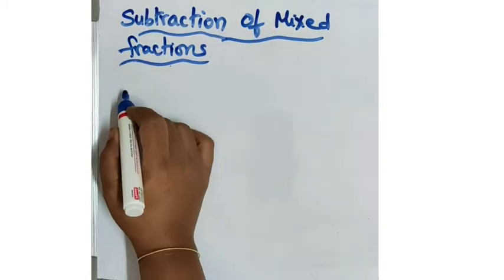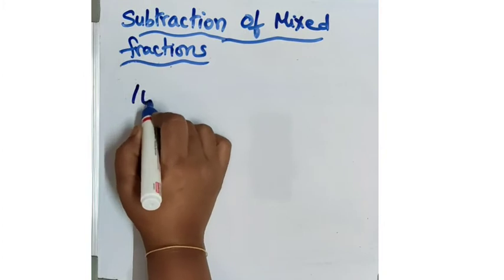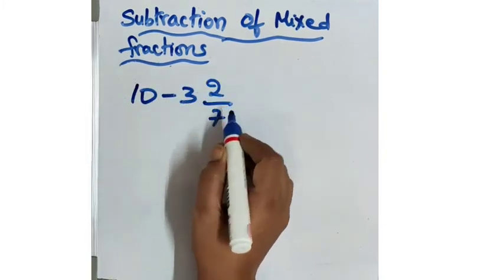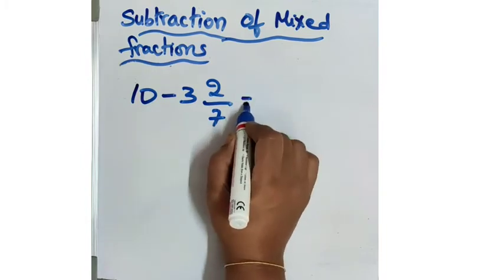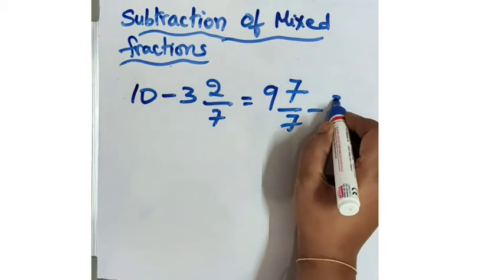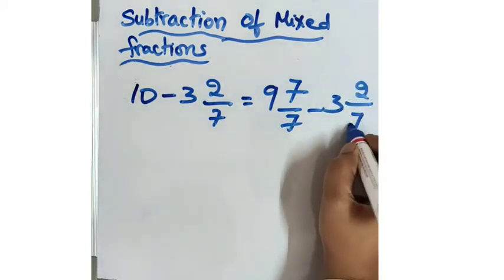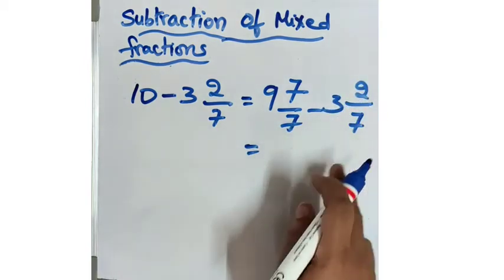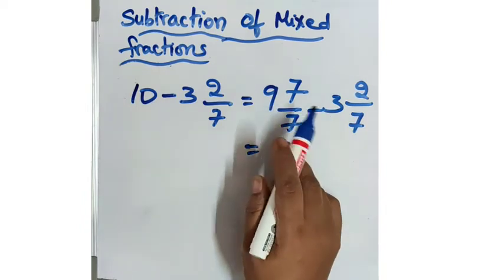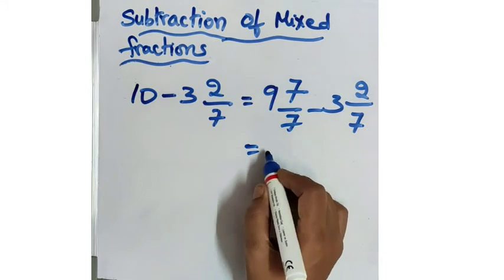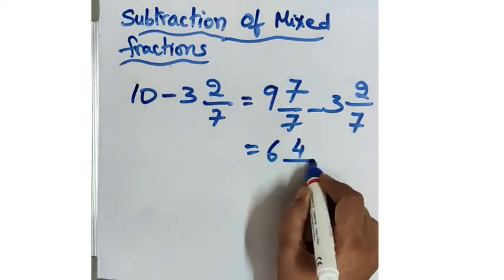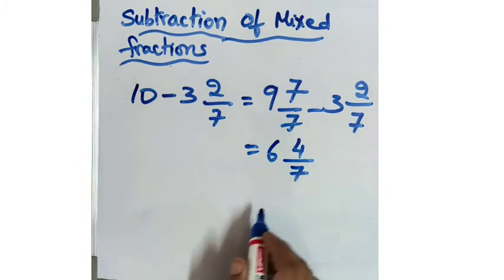Now let's take one more example. 10 minus 3 2 by 7. First make the bases same. So what we can write? 9 7 by 7 minus 3 2 by 7. So when the denominators are same, now minus the whole numbers. 9 minus 3, what is the answer? You get 6. Now 7 minus 2, you get 5. So 6 5 by 7 is your answer.